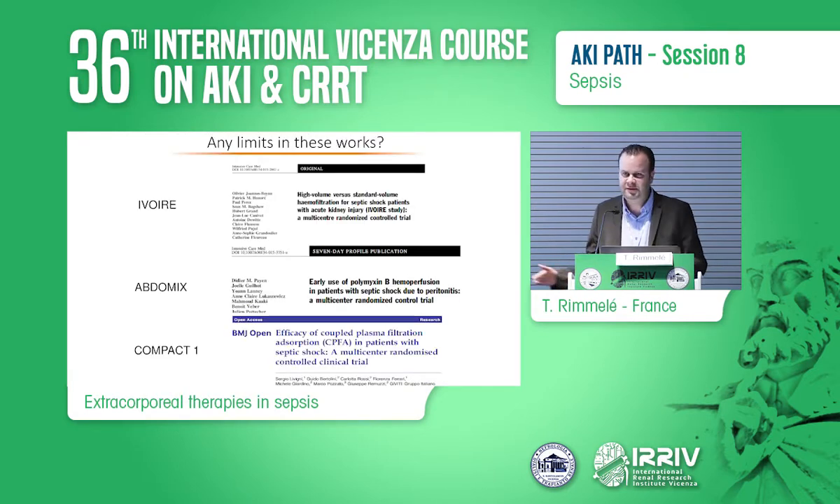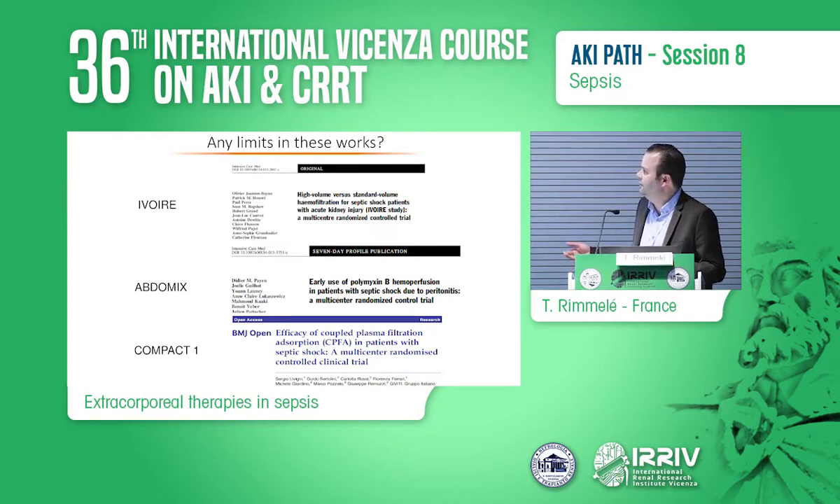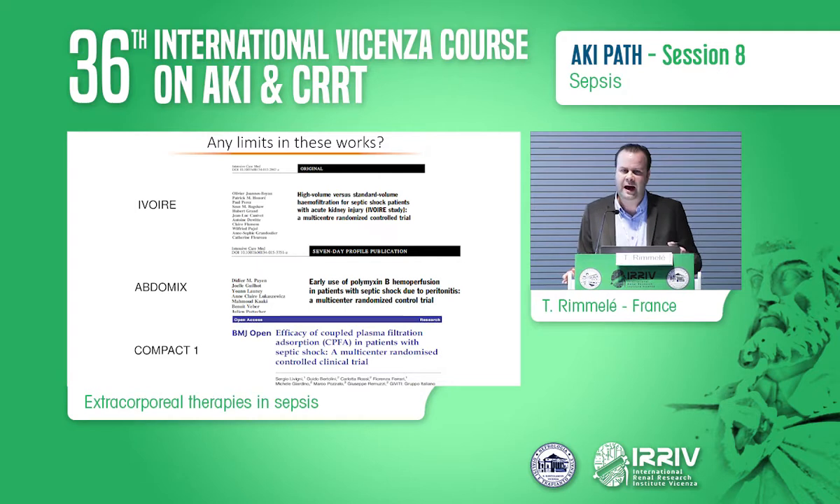Second, these studies are the ones who are negative, the large trials, the IVOIR study for high volume hemofiltration, Abdomix study for polymyxin B hemoperfusion, and COMPACT-1 for CPFA. Well, these studies also have a lot of limits. For example, the IVOIR study, they were performed by good friends, but they wanted to enroll 460 patients, as I said earlier. They enrolled only 150 patients. So when you do this, you cannot draw very strong conclusions.